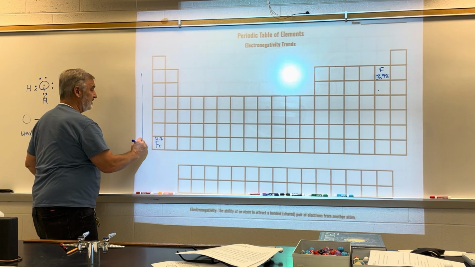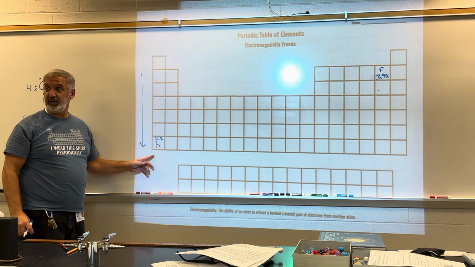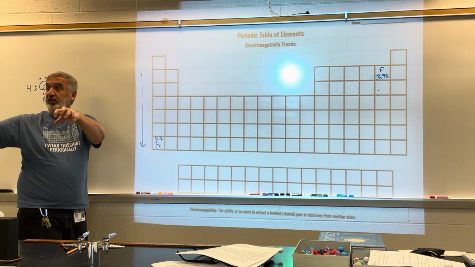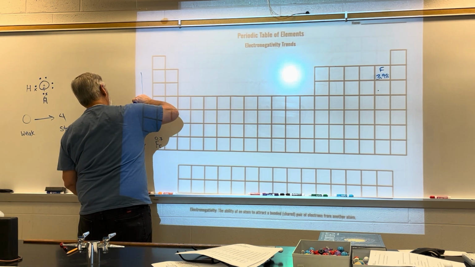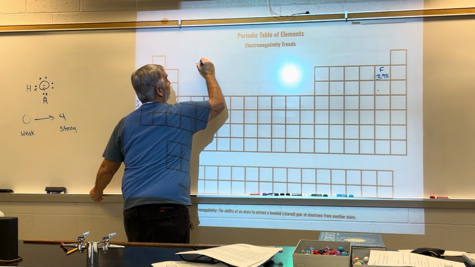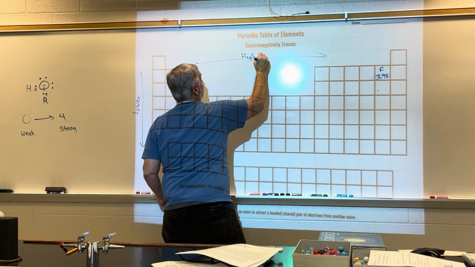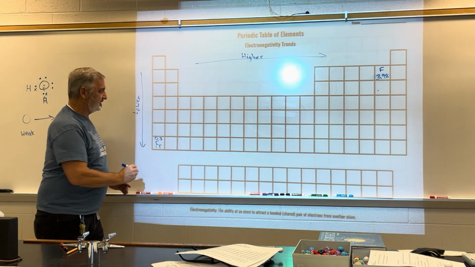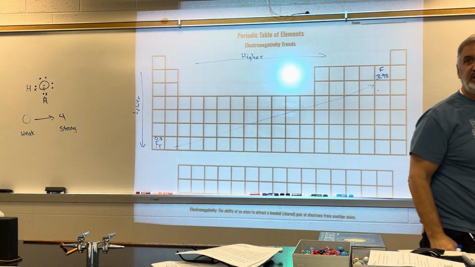as you go down, the atoms are getting bigger, but the attraction for the shared pair, that shared pair is going to be farther away from the nucleus, so it's going to get weaker, it's going to be lower, and it's going to get higher from left to right. So the trend is this. Okay, that's where it gets bigger.